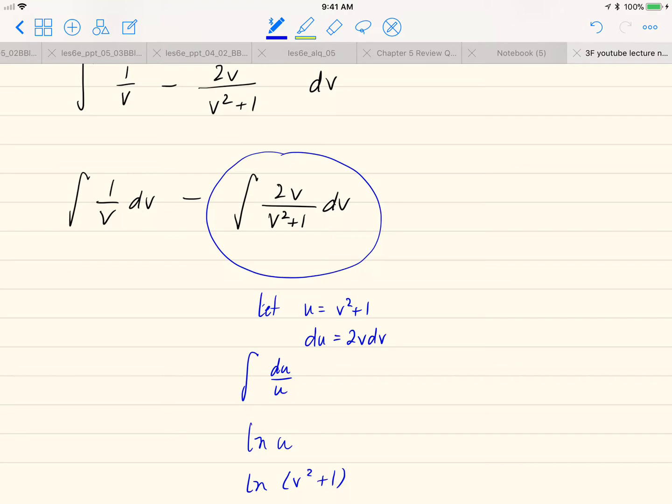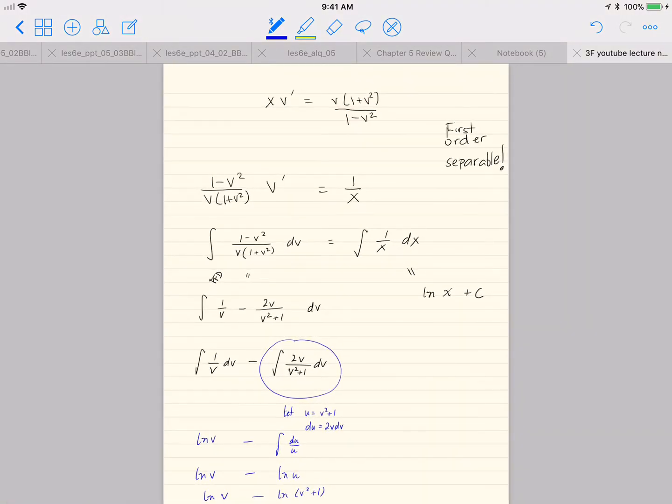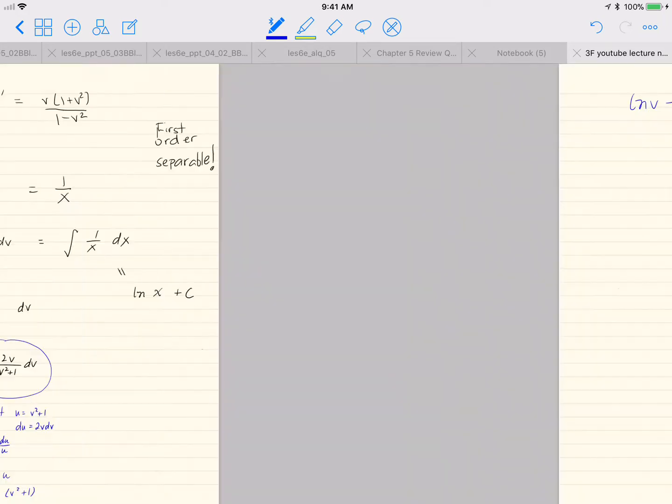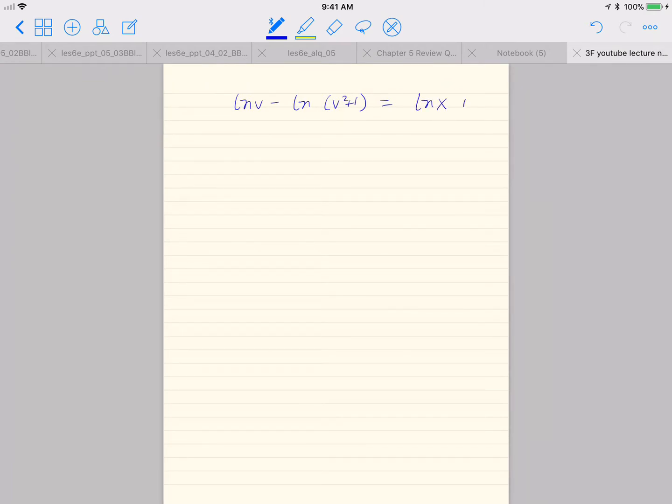And then the integral of 1 over v dv is just going to be natural log of v. Okay, so we'll have natural log of v minus that. Putting it all together, we'll have natural log of v minus the natural log of v squared plus 1 equals natural log of x plus a constant.